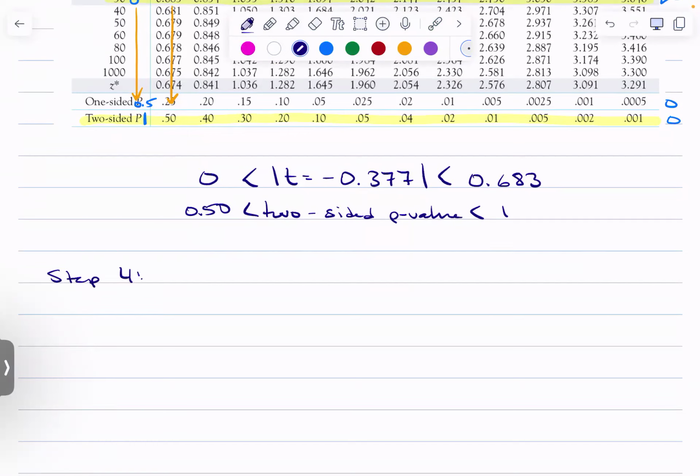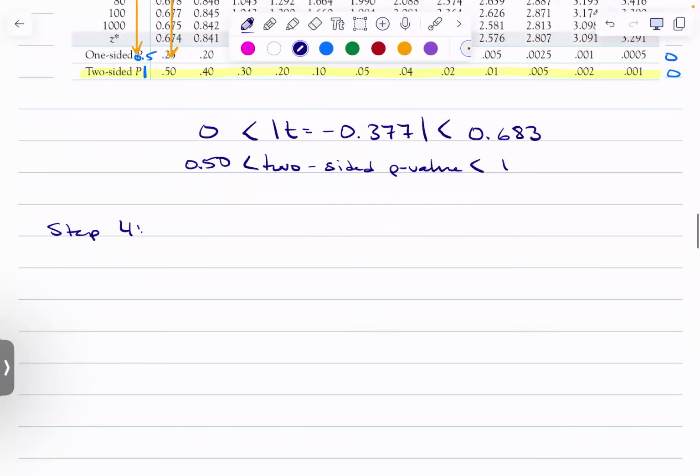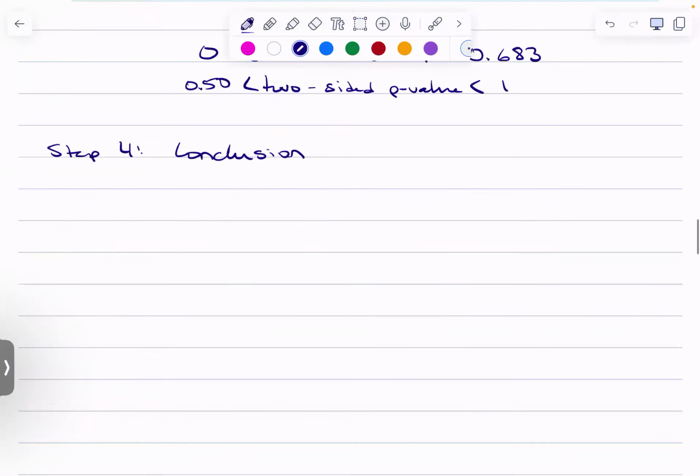Step 4 is your conclusion. Same blurb as always, right? You have to touch on 3 things. You have to compare your p-value to the alpha level, right? What does that mean in terms of your null hypothesis? And then, of course, what does that mean in terms of the question? So, show off all the things that you know.